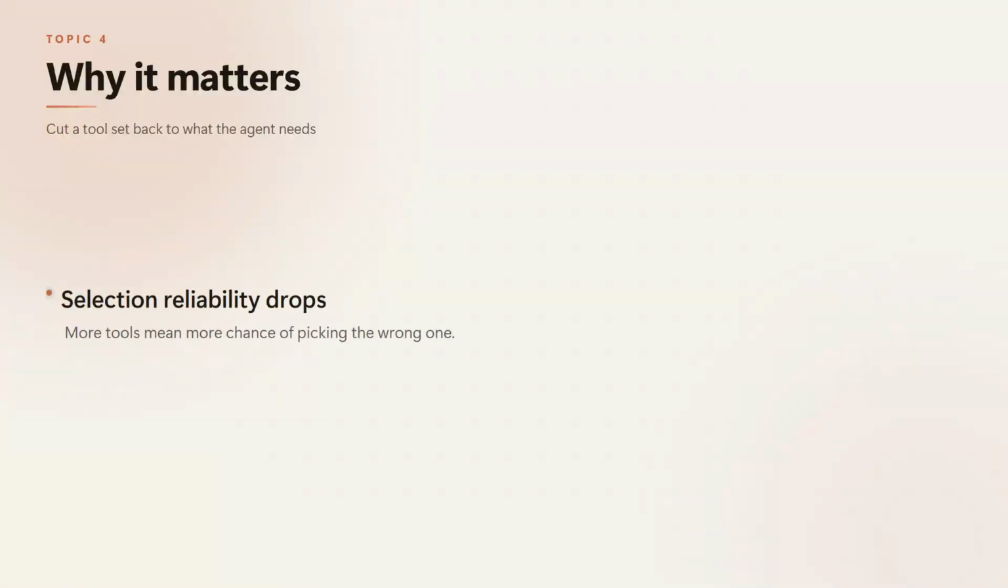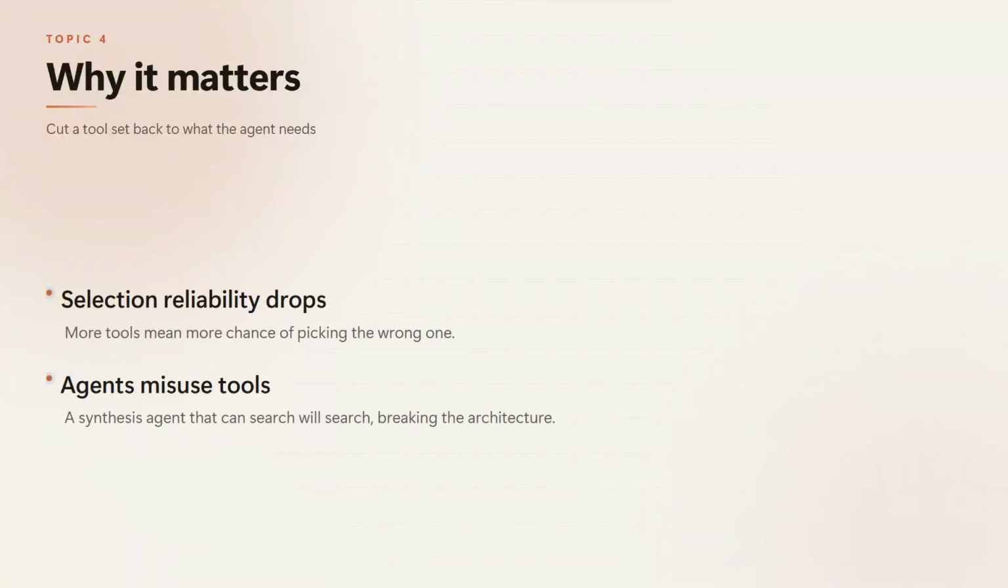Without cutting back, two failures happen in production. First, selection reliability drops because the model has to choose from a larger set, and every extra tool adds noise to that decision. Second, agents start using tools outside their specialization. A synthesis agent that can search will search, even when that is not its job. That breaks the separation of concerns the whole multi-agent topology was built to enforce, and you end up with a system where every agent does a little of everything, and none do their actual job well.